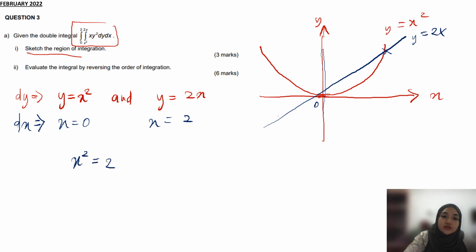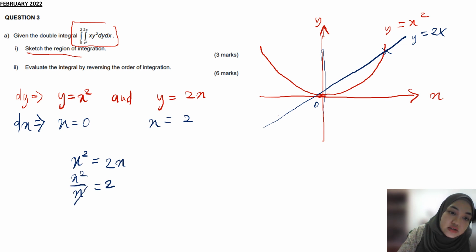X squared equals 2x. Okay, so you have to find the value of x. So x squared divided by x equals 2. So this one, you will get x equals 2. So here is where they intersect.